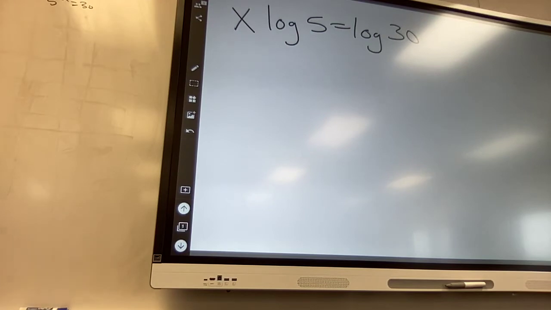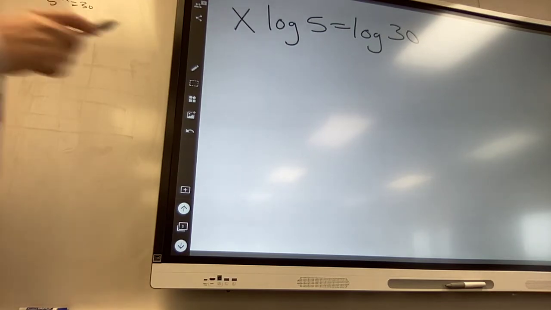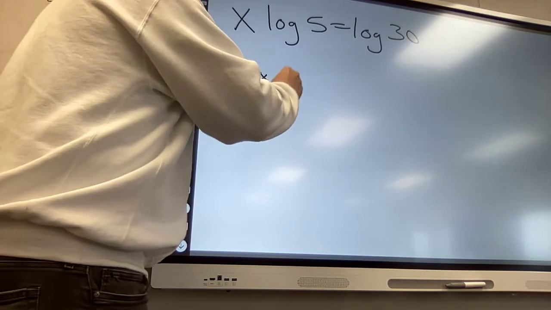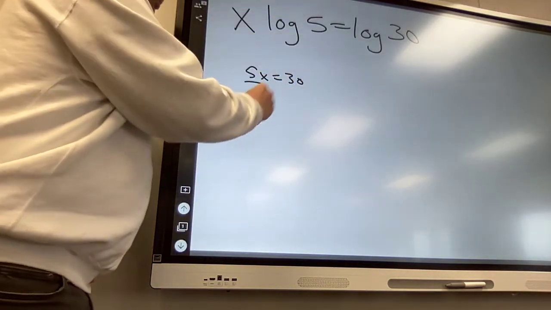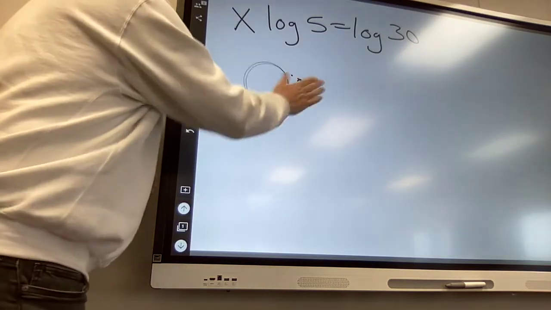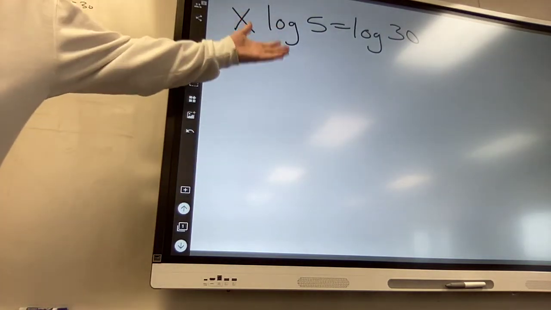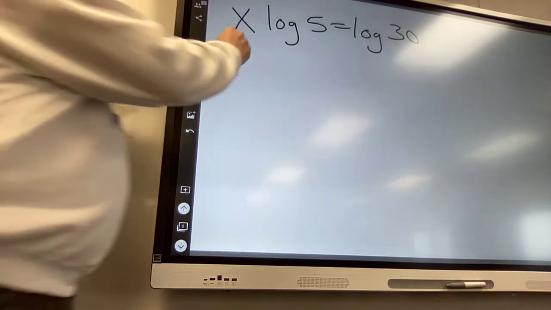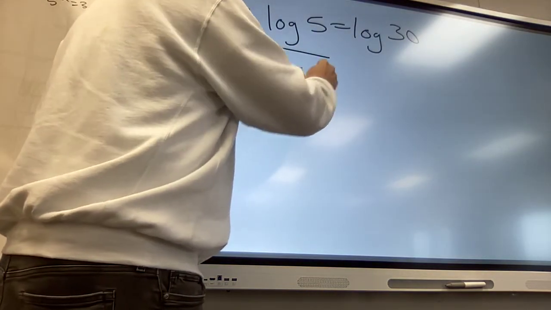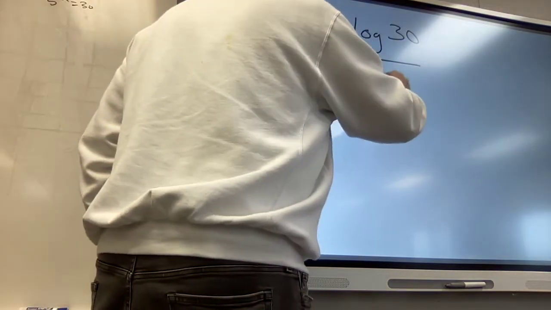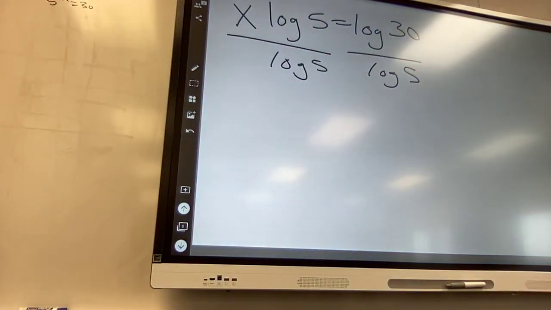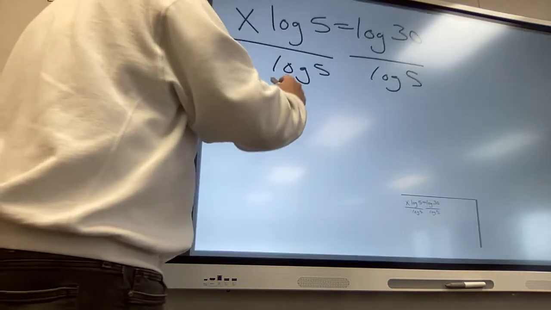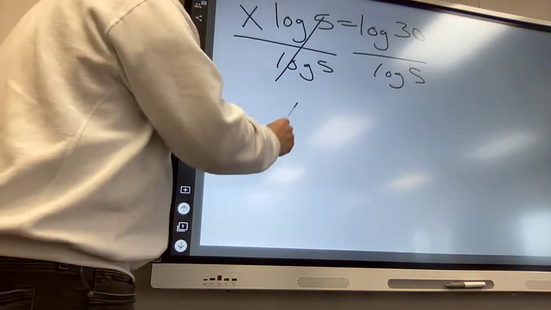Now, please don't write this down. But if I had, like, 5x equals 30, what would you do to both sides? Divide by 5. Of course you would. Well, I'm trying to get x alone. I'm going to divide by log 5, even though you really don't know what logs are yet. Does that make sense that that would be legal mathematically? And these two logs cancel out, aka they reduce to 5.